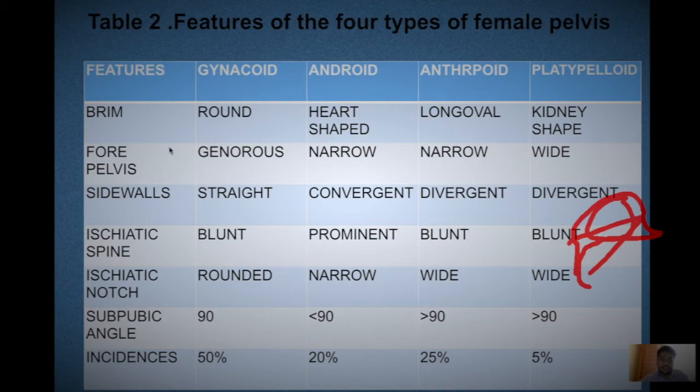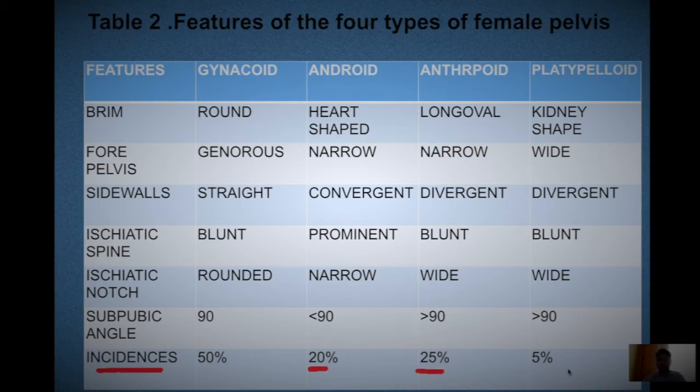Then we need not remember these facts here. We should know these incidences. The gynecoid pelvis is around 50% of total women. Android is 20%, anthropoid 25%, and platypelloid pelvis 5%.